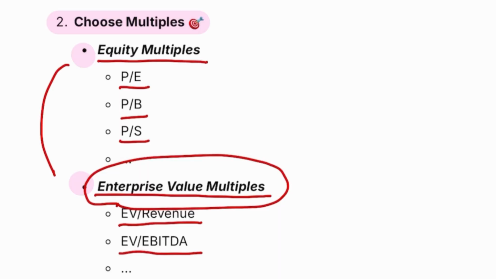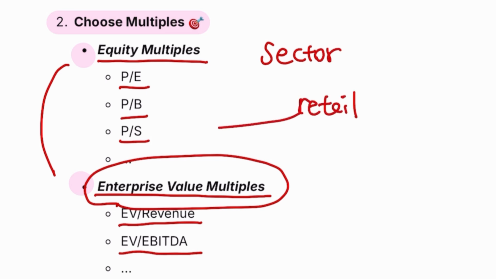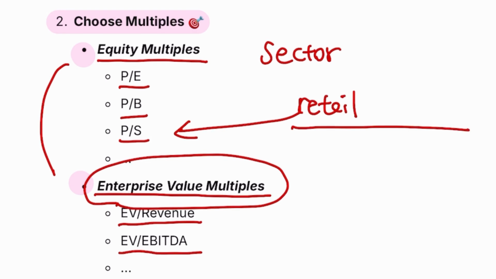We can also consider the sector where the company lies in. For example, if it's the retail sector, then the price to sales ratio may be more important. And at the same time, if it's a bank, then the PB value should be more suitable.